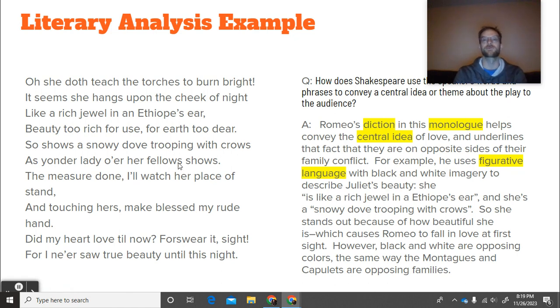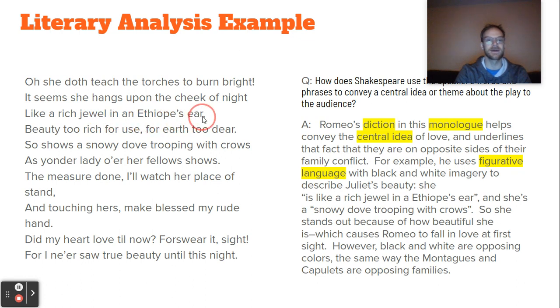So this is Romeo's first impression of Juliet. He's at the party, standing across the room from her. She's dancing with another guy, but he notices her from across the room, and it's love at first sight. And so this is how he describes her. He describes her like a rich jewel in an Ethiop's ear, which is sort of racist, to be honest. But it's saying she stands out like a shiny diamond against the cheek of someone with really dark skin.